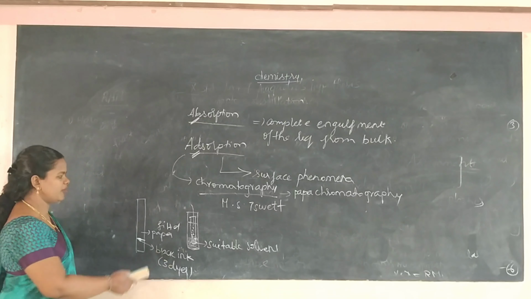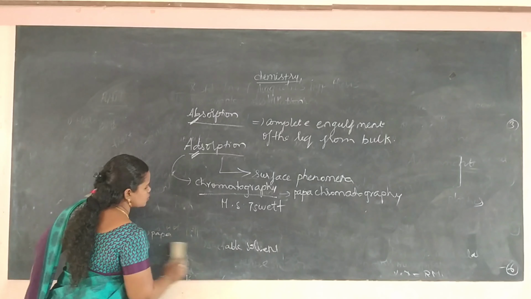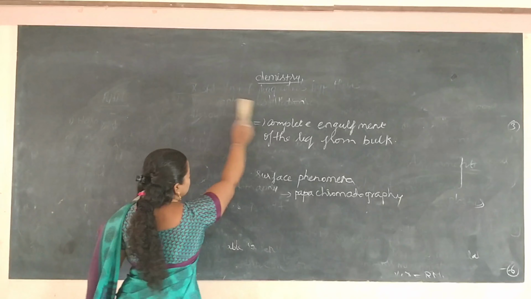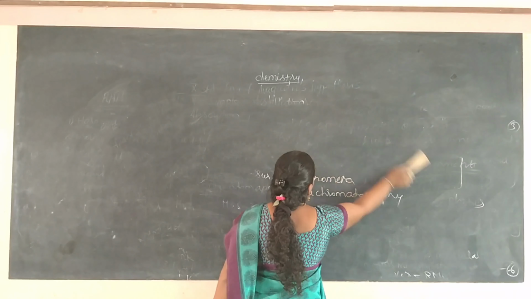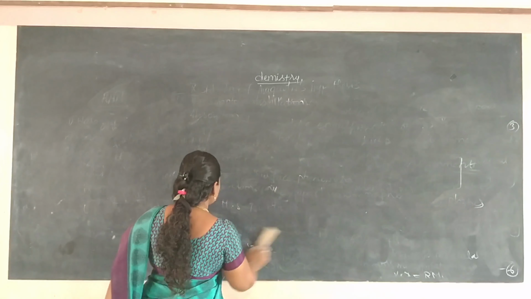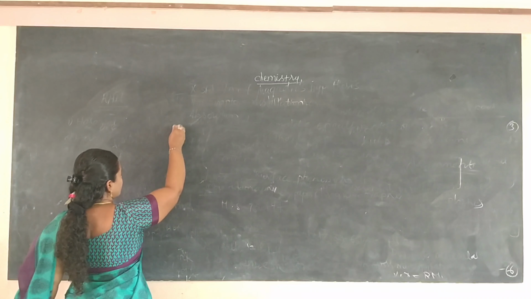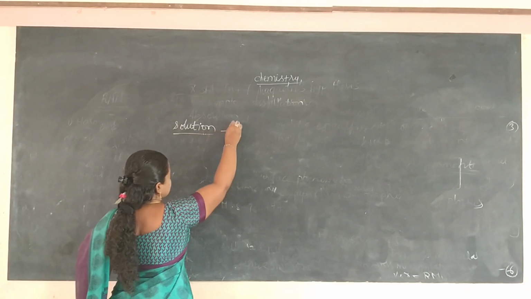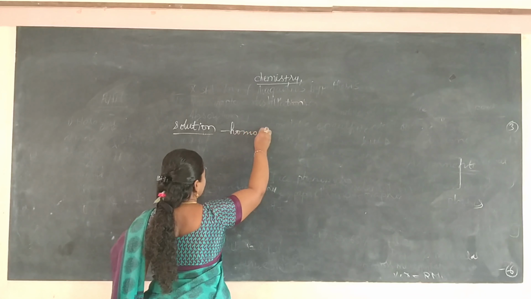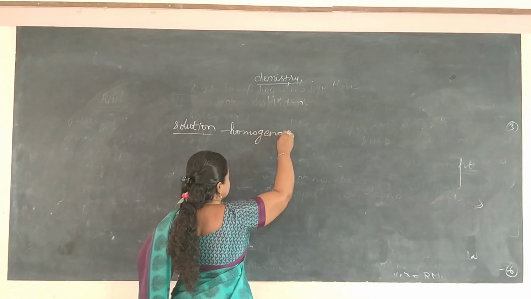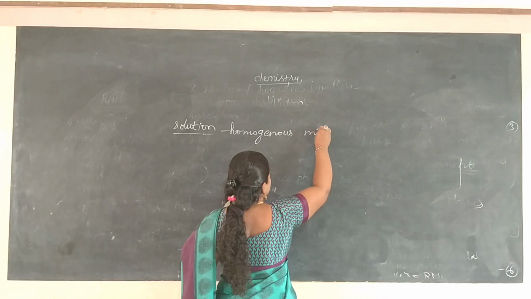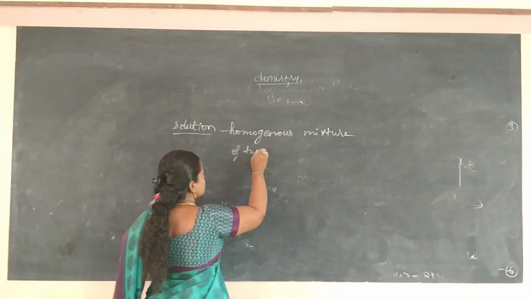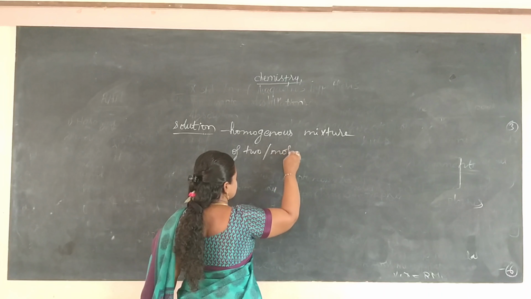And now the next one will be solution. We know that a solution is a homogeneous mixture of 2 or more substances. It will come in 10th standard also. A solution is a homogeneous mixture of 2 or more substances.